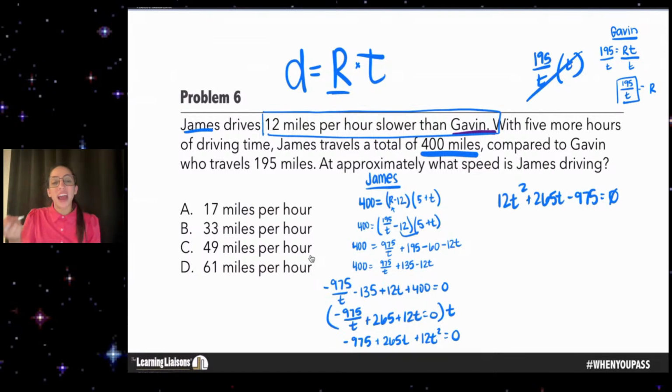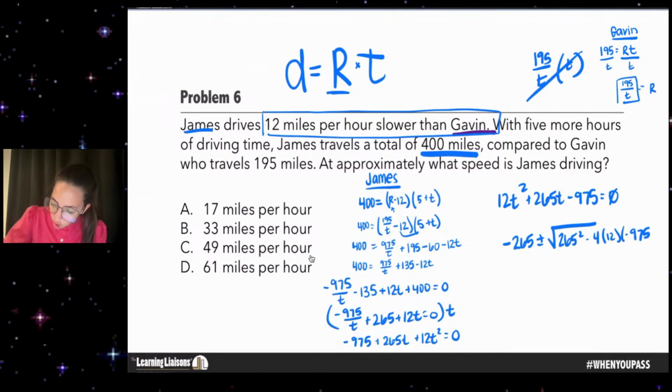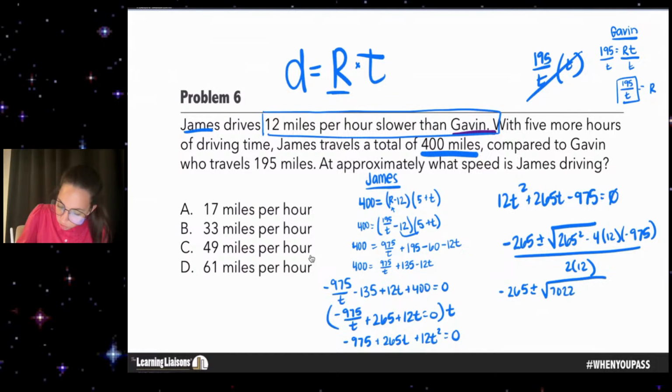Now I'm going to use the quadratic formula to figure out what T is. So negative B plus or minus the square root of B squared minus 4 times A times C, all over 2A. Woo, y'all. This is quite the problem. 265 times 265 is 70,225. Then 4 times 12 times 975. That's going to end up being a positive because a negative times a negative is a positive.